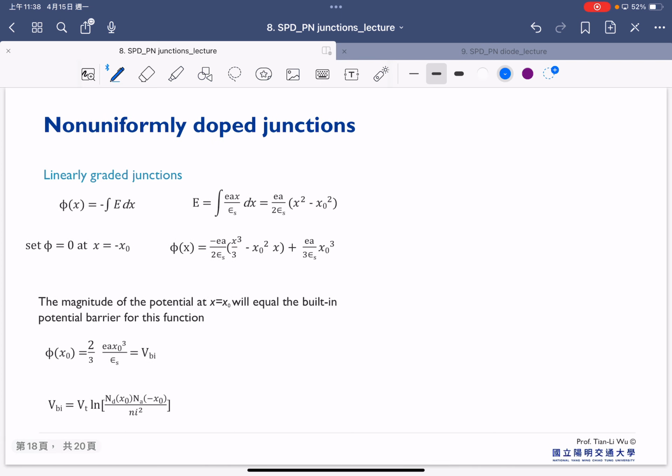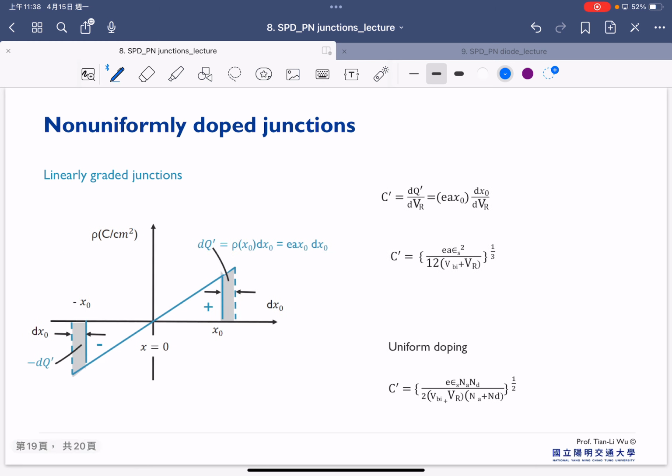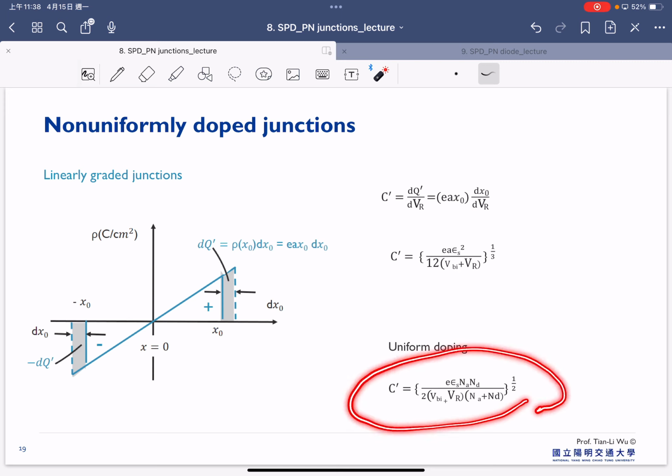It's also the same: people still work on the special junction to derive the equation for the electric field and for the potential distribution. And also we can use this to analyze the capacitance as well, so we can still have this equation. And this is the one under uniform doping.